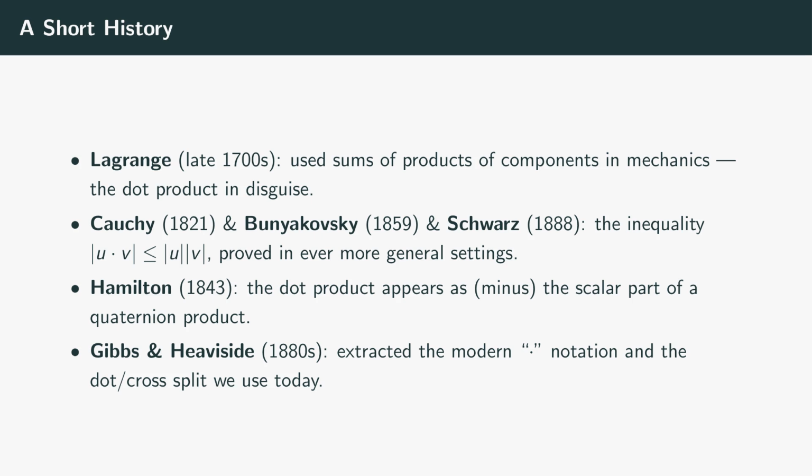When Hamilton built quaternions in 1843, the dot product turned up naturally as the scalar part of a quaternion product, sitting right alongside the cross product as the vector part. And in the 1880s, Gibbs and Heaviside pulled those two pieces apart into the clean dot and cross notation, with the little centered dot that every student learns today. Next time, we'll meet the other half of that split, the cross product.